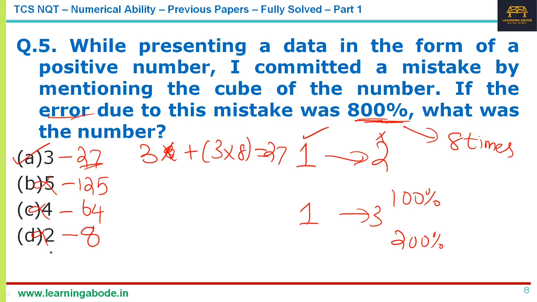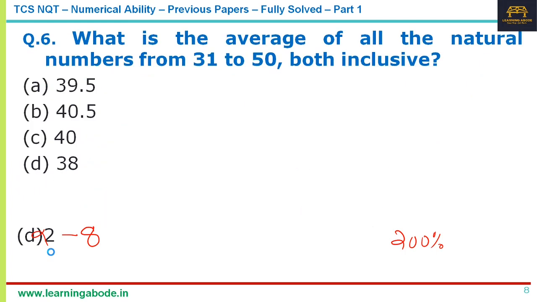Now if you get that, even without writing, just by looking at the answer options, you can mark the answer. That's the answer for question number 5. Now question number 6: what is the average of all the natural numbers from 31 to 50?